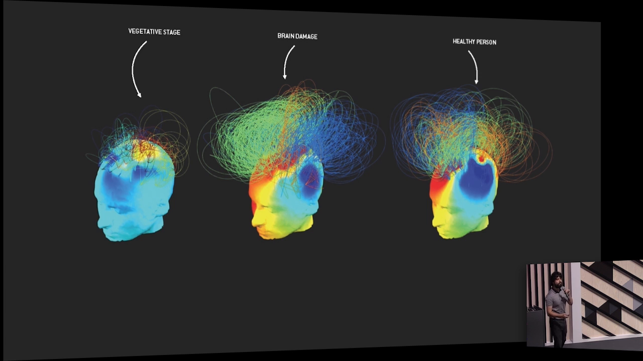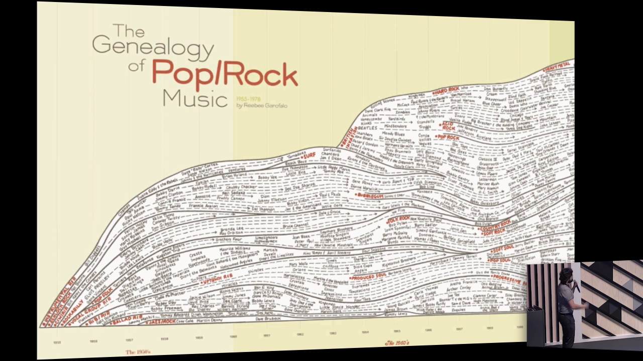Well, 60, 70%, okay. This one right here is a timeline. It's the genealogy of pop rock music. You have a ton of music groups that were relevant in the past, in the history of pop rock music. You have names, and you have here the years where the groups started. So we should call it data visualization too.